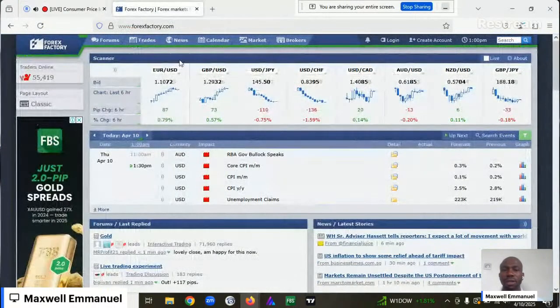Let's see Forex Factory. CPI will be released by 1:30, which is in 23 minutes from now. If you have any pair you want us to look at, please let me know in the comment section.